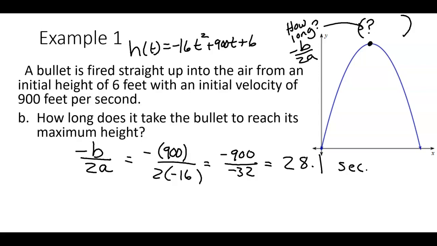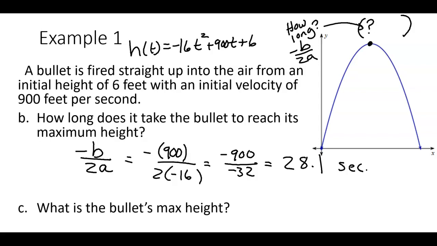So this is kind of like what would happen if there was no air or friction affecting the bullet. It would take that long to reach its maximum height. Now in reality, it would probably reach its maximum height a little bit sooner because air is pushing against it. But we're going to ignore that for today. So for now, 28.1 seconds. Okay, so that's how long it takes to reach its maximum height.